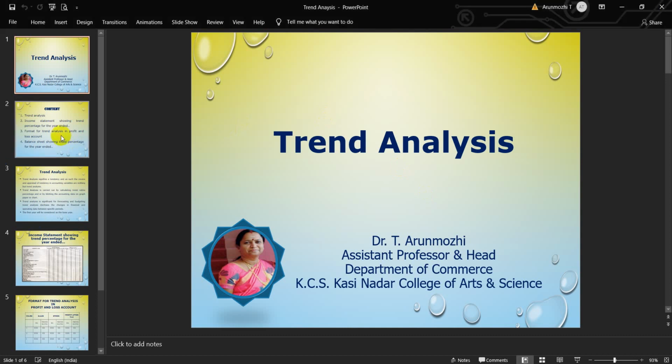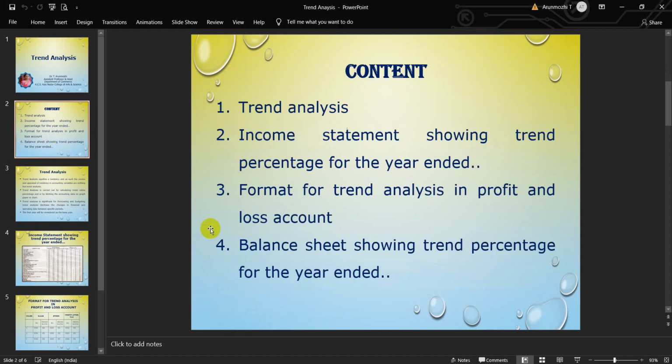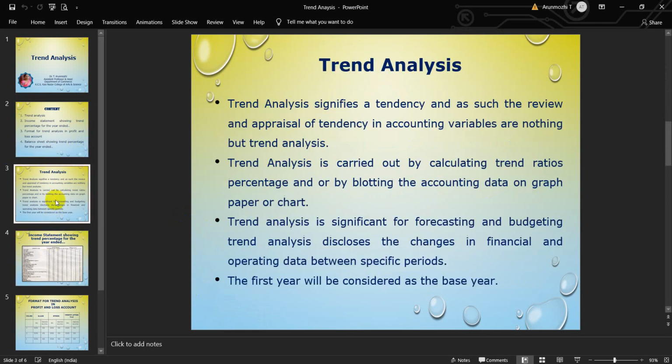The contents are trend analysis, income statement showing trend percentage for the year ended, format for trend analysis in profit and loss account, balance sheet showing trend percentage for the year ended. Meaning of trend analysis: it signifies a tendency, and as such the review and appraisal of tendency in accounting variables are nothing but trend analysis. Trend analysis is carried out by calculating trend ratios, percentage, and/or by plotting the accounting data on graph paper or chart. Trend analysis is significant for forecasting and budgeting.